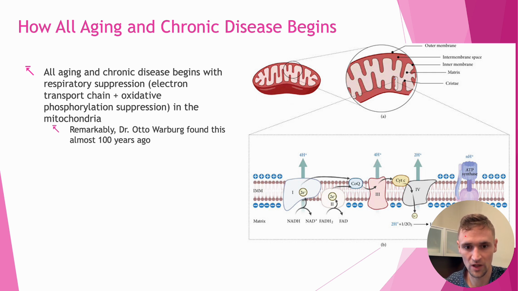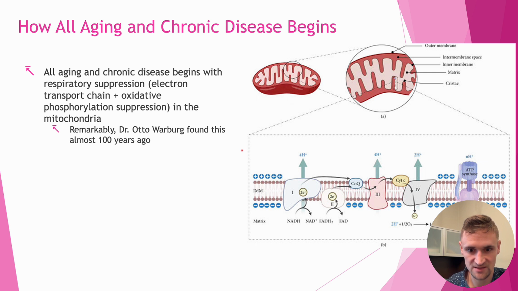We call that whole process electron transport chain coupled to oxidative phosphorylation, or you can just call it mitochondrial respiration for short. And so this entire process that we just explained of mitochondrial respiration, suppression and dysfunction of that is the root cause of all aging and chronic disease.